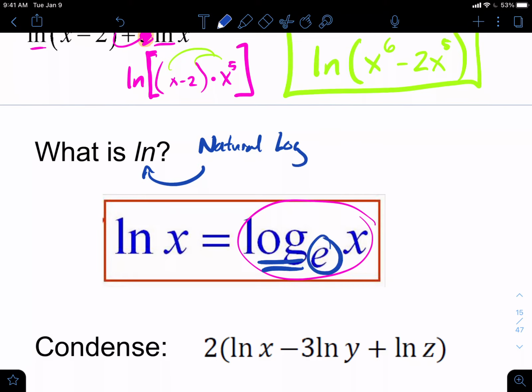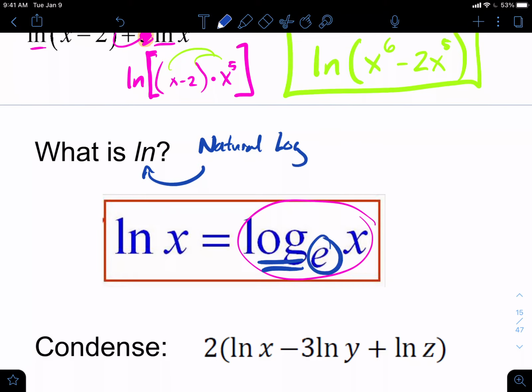Any coefficient is really an exponent, so this 2 is going to move back up, the 6 is going to move up, and the 2 is going to move up. So I'll get the natural log of x to the 2nd minus the natural log of y to the 6th plus the natural log of z to the 2nd.